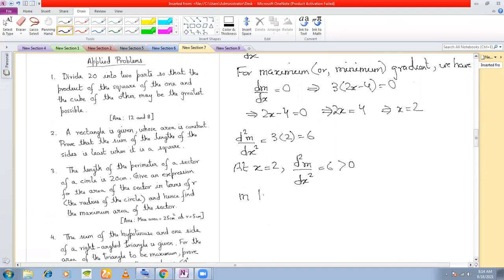So that means m has a local minima at x is equal to 2.